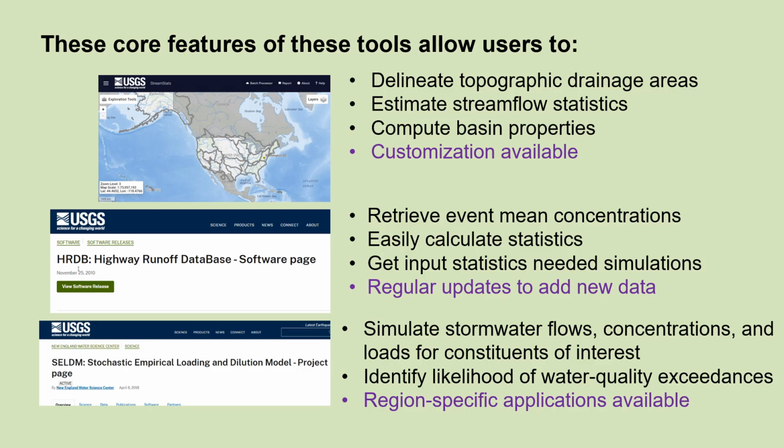SELDM is a model. It's used to simulate stormwater flows, concentrations, and loads for constituents of interest, and it's used to identify the likelihood of water quality exceedances. SELDM is also available in some region-specific applications. This simply means that we've taken the SELDM application and updated it with region-specific statistics.